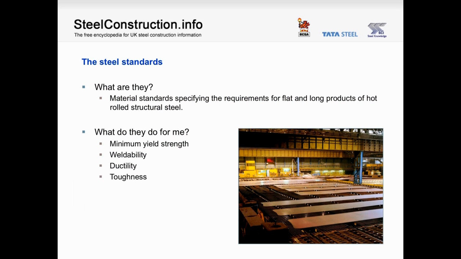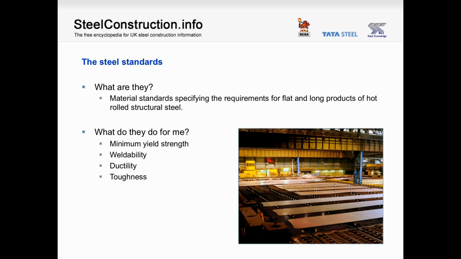So, the steel standards, what are they? They're standards aimed at steel makers that provide guidance on the chemistry of the steel to ensure that desirable characteristics are delivered to the end user. What are those characteristics? Well, there's the obvious, such as the minimum yield strength, and then there's some things that we possibly take for granted, such as weldability. Too much carbon or high quantities of other elements can present issues with welding, and this is controlled through something called the carbon equivalent value, for which a threshold value is given in the standards.